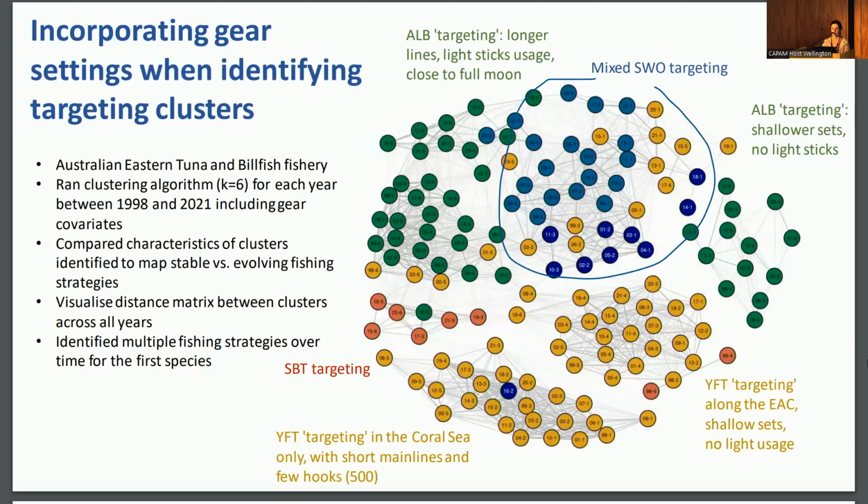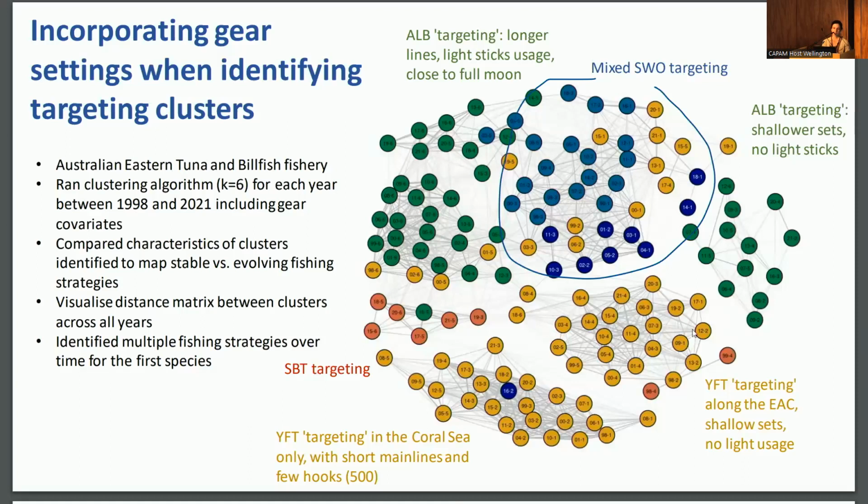And we had a little play with it, but we asked for 6 clusters to be outputted from this algorithm. So each of those points here on the graph is one of the 6 clusters for each of the year. And they are colored as a function of the species that was the most caught in the clusters. So green is albacore, this light blue here is swordfish, yellow is yellowfin, and red is southern bluefin tuna.